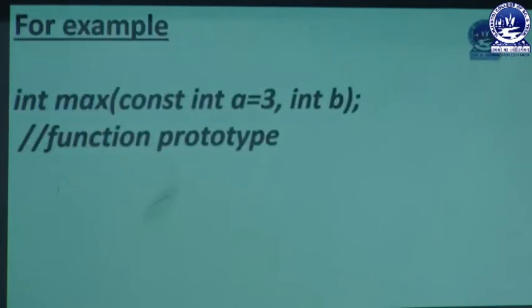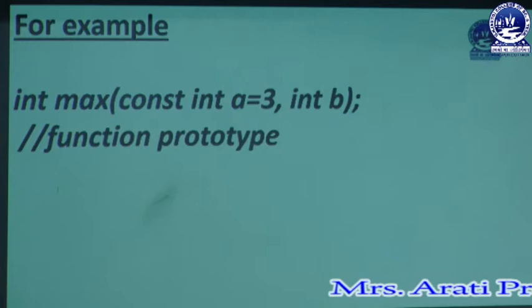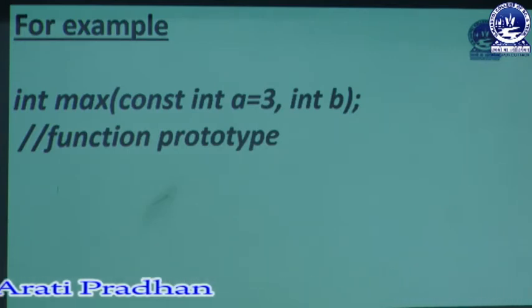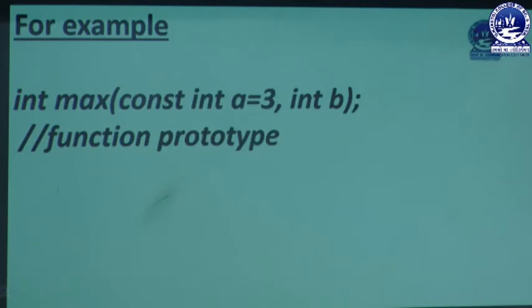Now here I am taking one example so that you will be clear on the concept. In the example I have used int max, and inside the brackets const int a equal to 3, int b. Here max is the name of the function, int is the return type, and we have used two variables, int a and int b, but here int a is a constant variable and the value is equal to 3. You have to use the initialization during declaration, it is the rule.